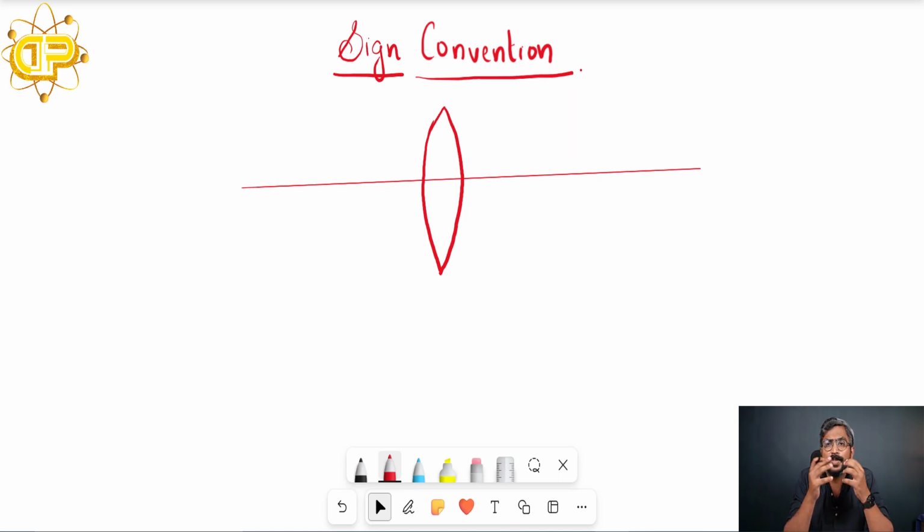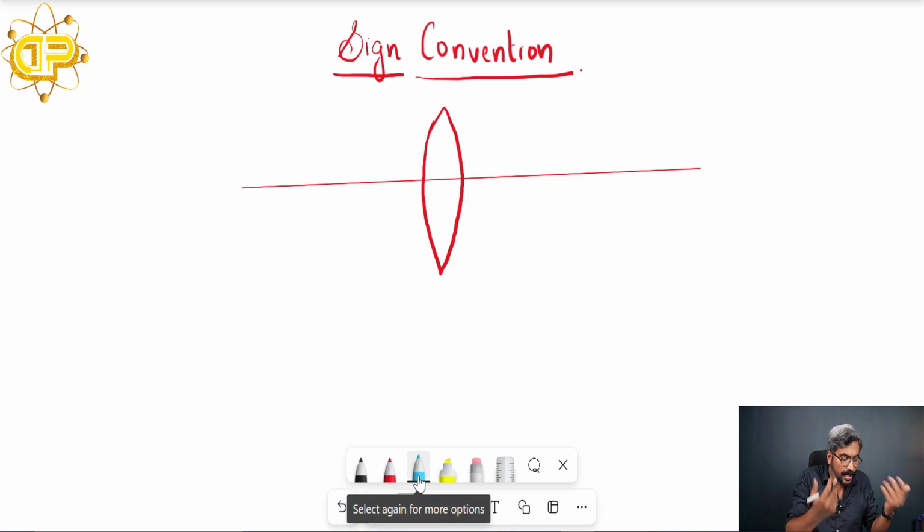If you want to study sign convention more clearly, we have already taken classes on the sign convention for the mirror case. In the mirror case also, we have studied sign convention, and here also we are taking the same sign convention in the case of lens. If you haven't seen the videos on sign convention for mirror, I will put it somewhere here so you can go through that and come back again. Here also, I am just saying the sign convention for the lens case.